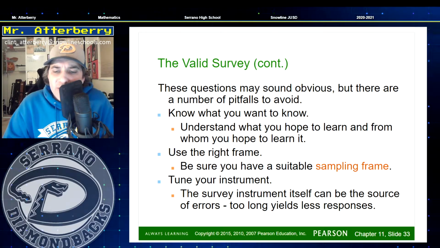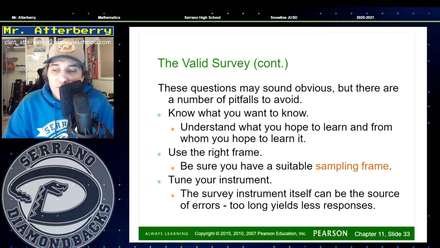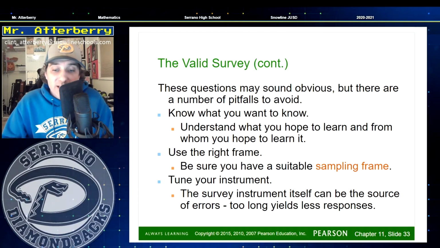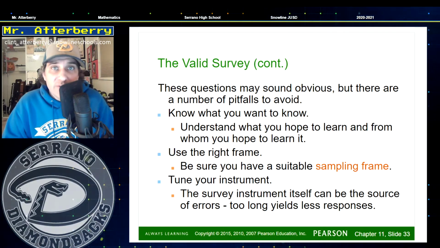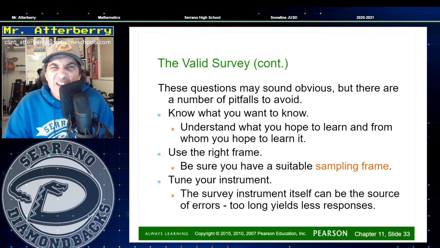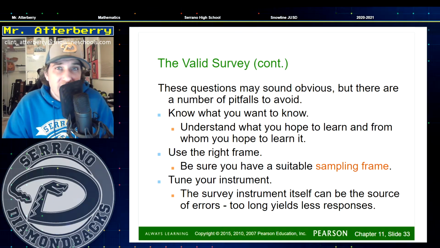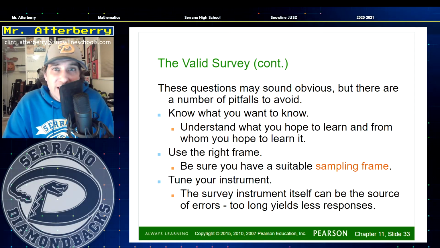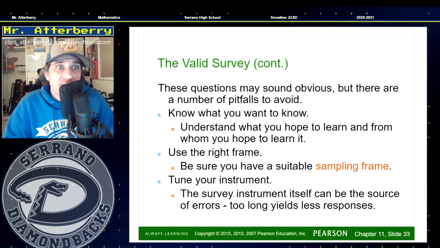Tune your instrument. The survey instrument itself can be the source of errors. Too long yields fewer responses. For example, think about if you send a survey for people to answer, and let's say there are 1,000 questions. Who's going to answer that? 100 questions? Who's going to answer that? 60 questions? Is that too many? 40 questions? 20 questions? 5 questions, 4 questions, 1 question.